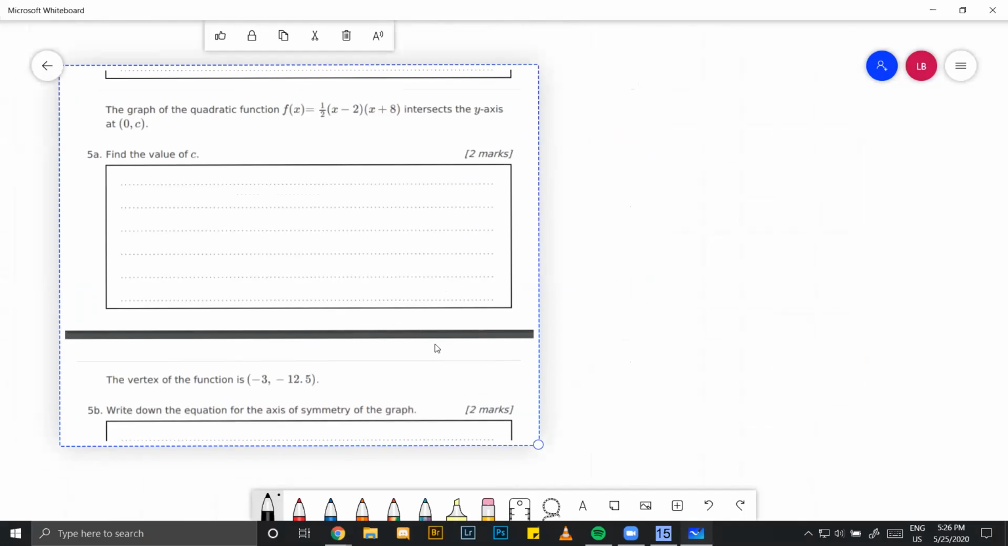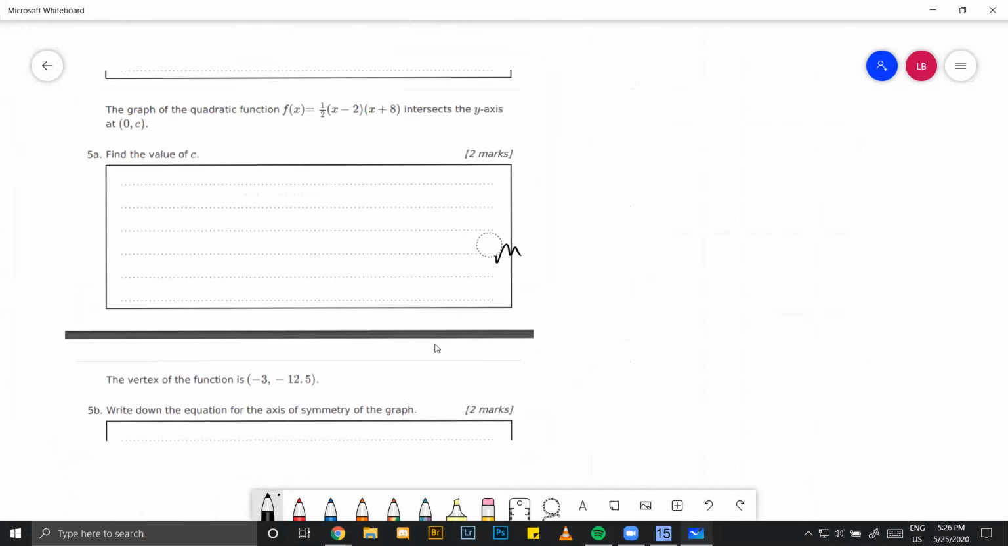Okay, the graph of the quadratic function. The graph of the quadratic function f of x is equal to half times x minus 2 times x plus 8 intersects the y-axis at 0, c. Find the value of c. There's 2 ways to go about this. The first way is a little easier, which is to say that you know that 0, c is a point that satisfies this equation.